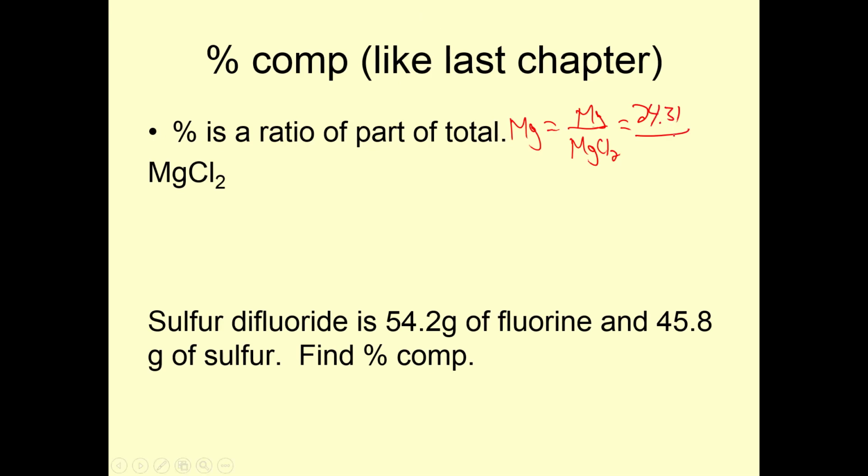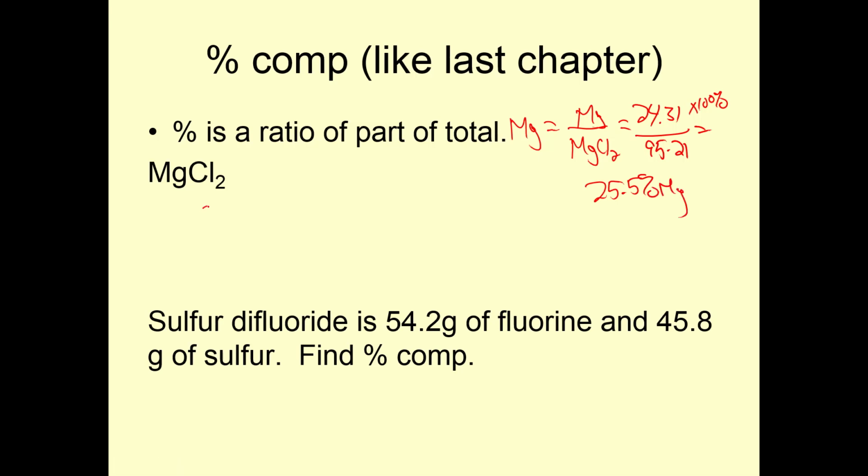It's going to be 24.31 over, I'm going to add up magnesium, 24.31 plus 2 chlorines. There's 2 chlorines. Each chlorine is 35.45. So the total is 95.21. So when I do 24.31 divided by 95.21, and don't forget the times 100%, I get 25.5% Mg.